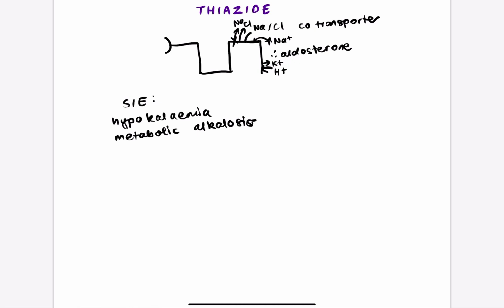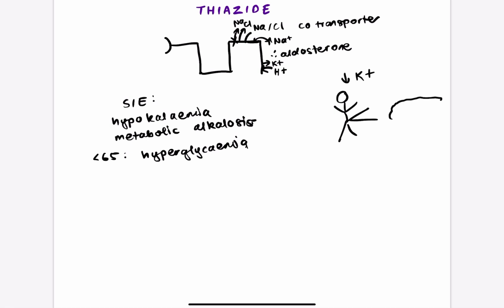This medication is usually not used for people who are younger than 65 because it can also cause hyperglycemia. And the way this happens is, since we have hypokalemia, you have to think of the rest of the body has low potassium, and that includes, please don't mind the drawing of the pancreas, the interstitium of the pancreas, which also has lower potassium.